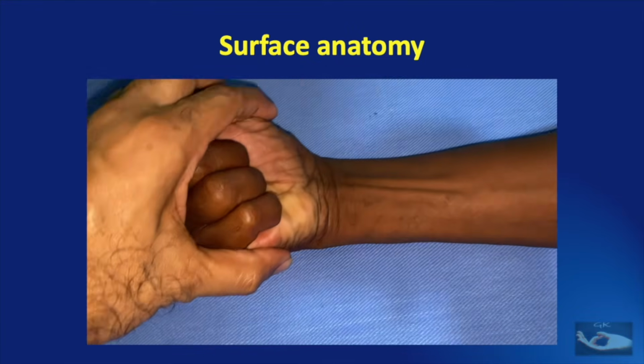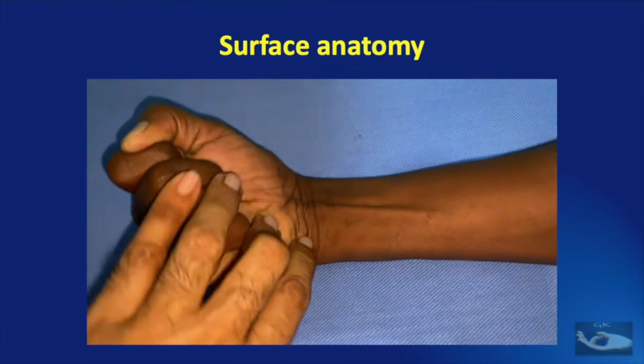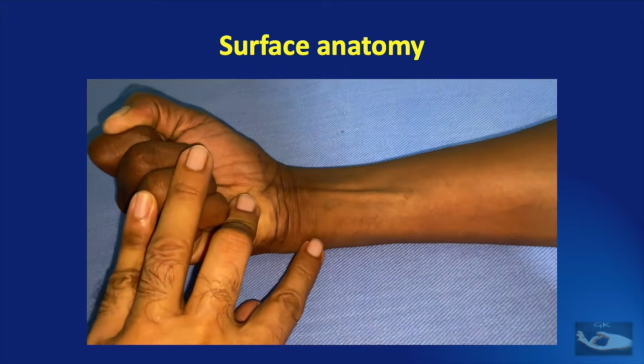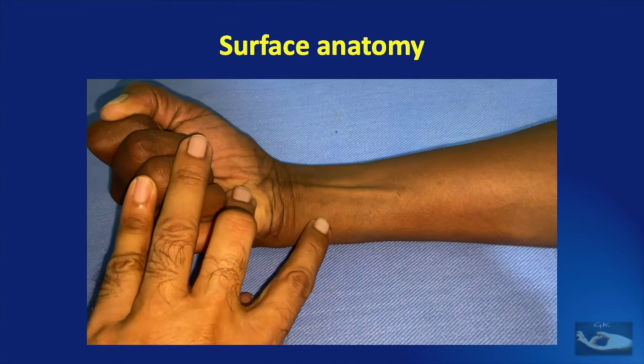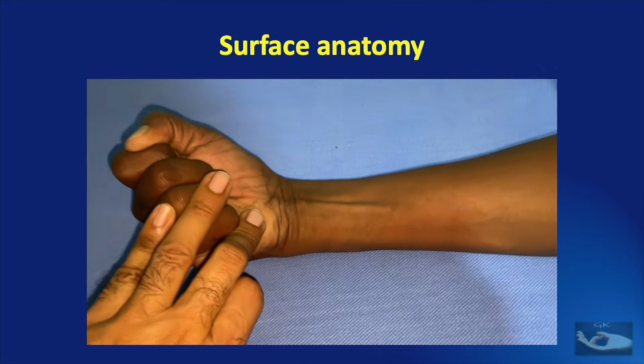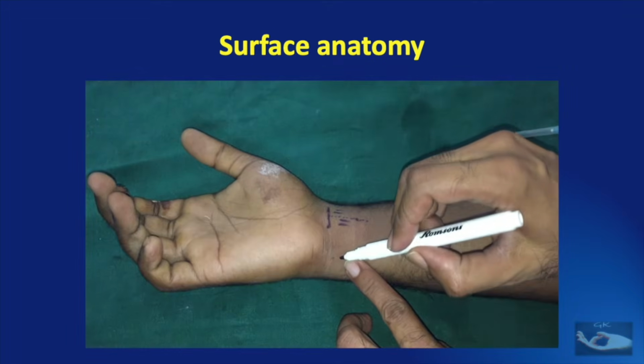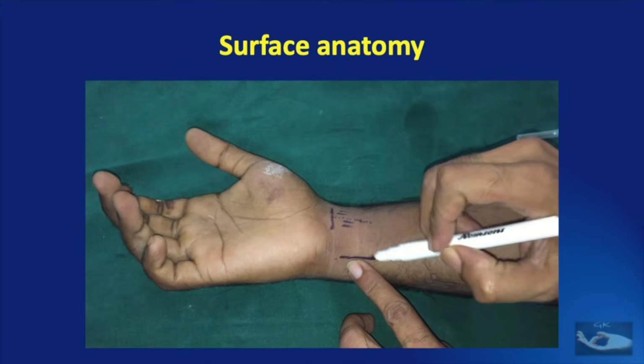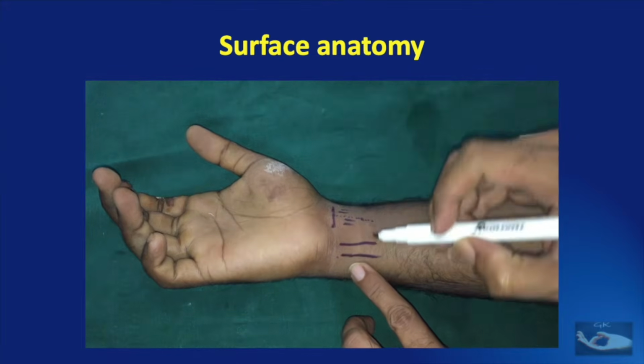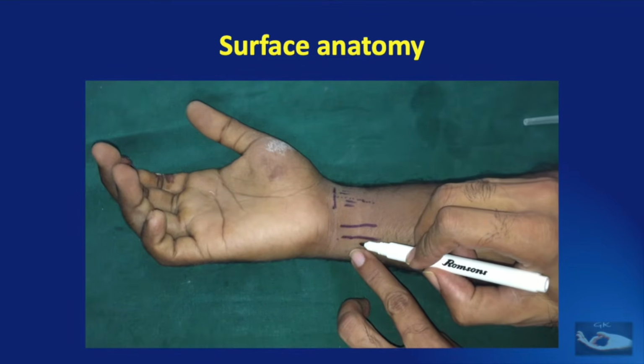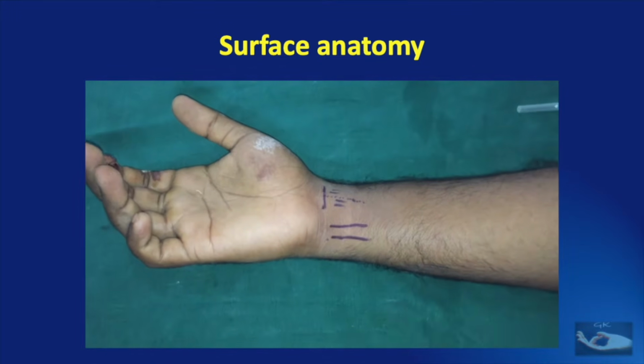When forcible flexion and ulnar deviation of the wrist is done, the flexor carpi ulnaris tendon can be palpated on the ulnar border of forearm. The ulnar nerve lies deep to this tendon along with the ulnar artery and can be approached either from the medial side or lateral side of the tendon.